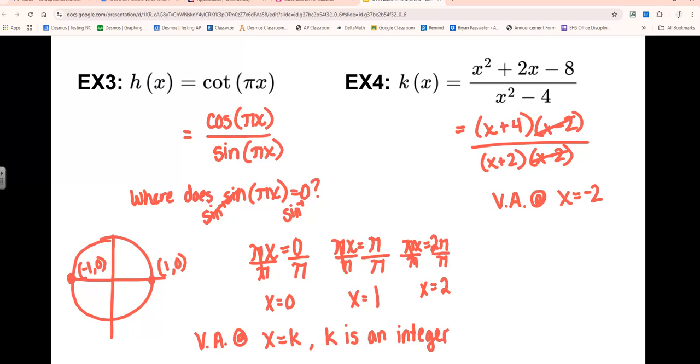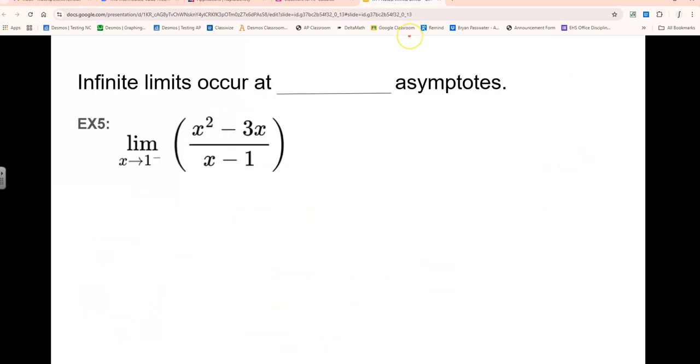So we've really already done some of this. You've already had homework on a lot of this. But the reason that we're going back over it here is because you're going to get infinity or negative infinity for your answer anywhere that you have a vertical asymptote. So here in this blank, limits occur at vertical asymptotes.